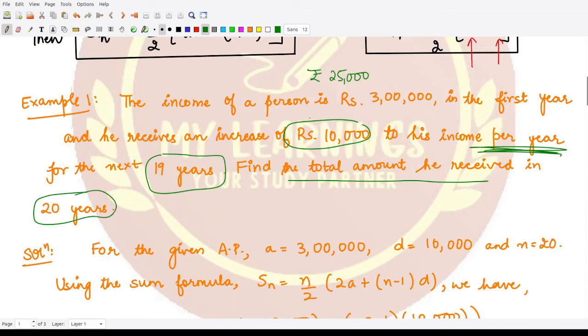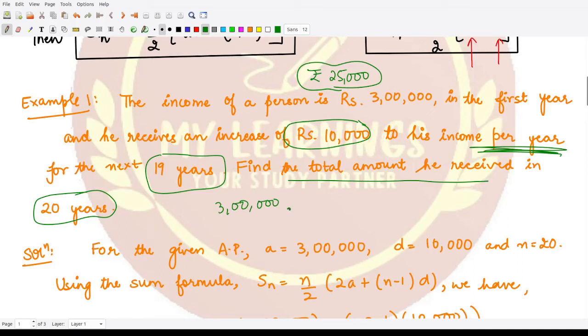Suppose I am teaching somewhere with a salary of 25,000. Now the owner has decided to give me rupees 10,000 as an increment per year for the next 19 years. This is the bond, right? So what would be the total amount that I will receive in 20 years if I continue to do the same? Right, so this is the question. So you see the importance of this concept, because here this forms an AP, because the initial amount is 3 lakh, correct?